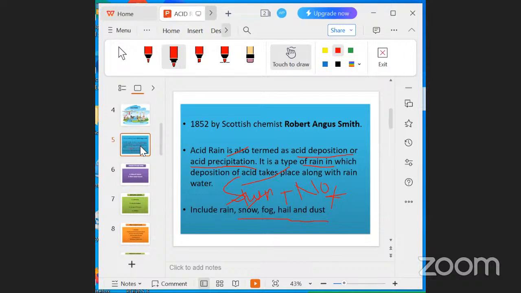So acid rain is not a new thing, right? It was first noticed in Manchester, England, over a century ago.